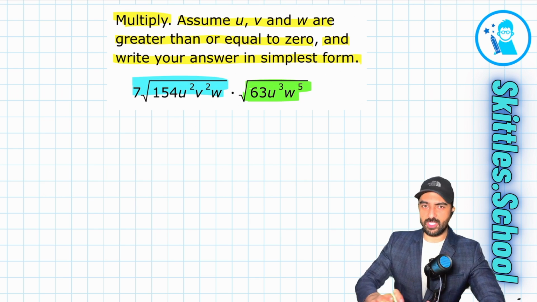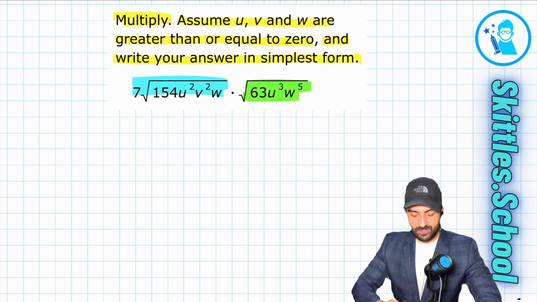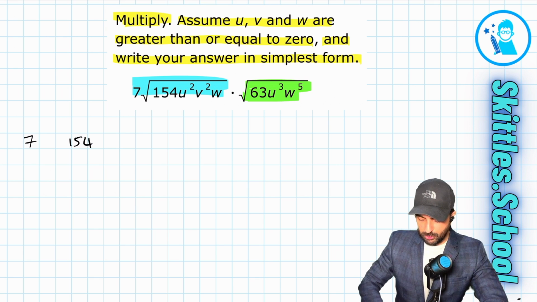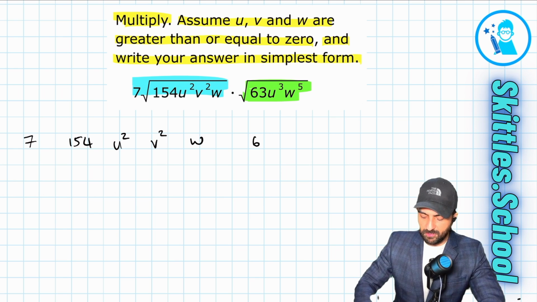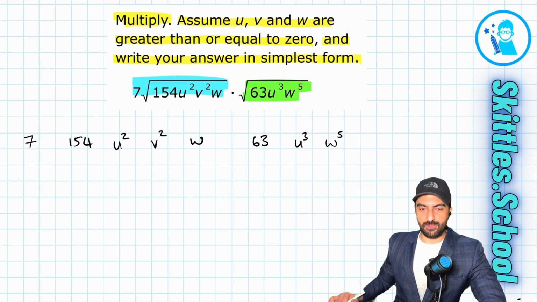Okay, so I'm going to start this by rewriting those numbers and letters with a little bit more space between them, so it's easier to work with. So the first one says 7, there's a 154, there's a u squared, a v squared, and a w. The second one, 63, u cubed, w to the power of 5. Okay, so far so good.